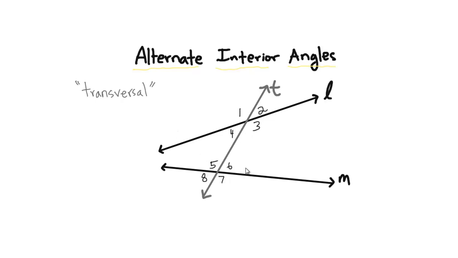So if you look at the diagram, we have angles 3, 4, 5, and 6, and they are known as the interior angles because they're in between lines L and M. And angles 3 and 5 are alternate interior angles. So we have angle 3 and angle 5 being alternate interior angles. And angles 4 and 6 are also alternate interior angles.